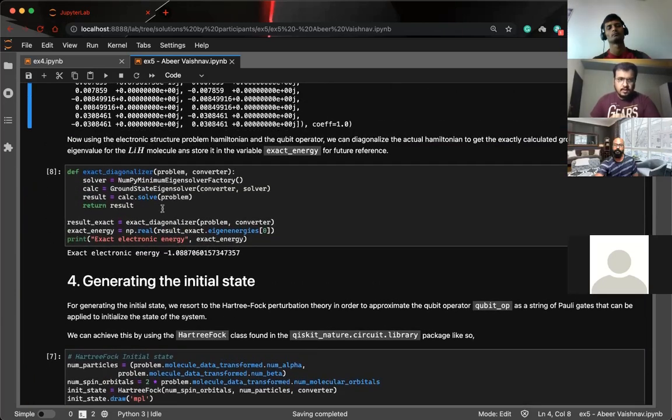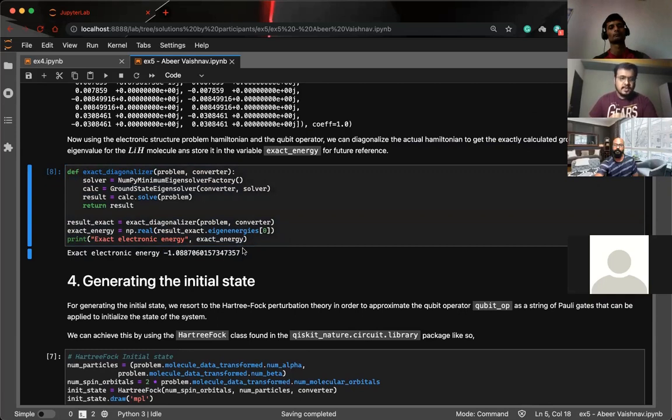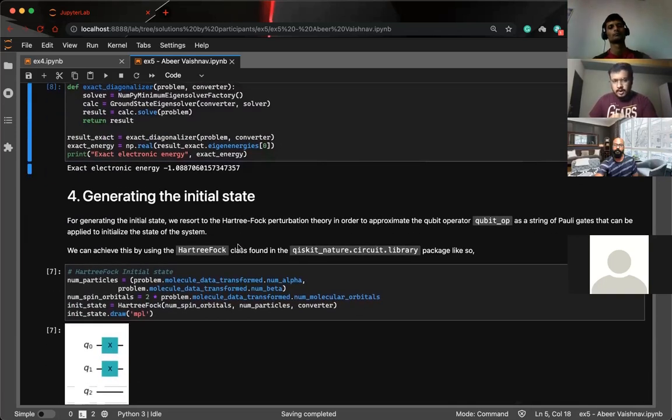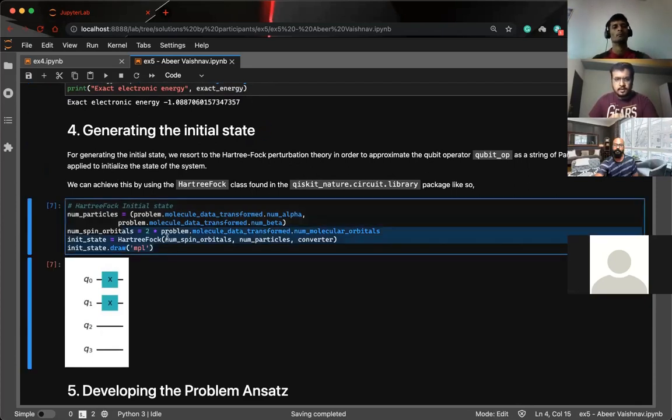And then finally, first we calculate the exact energy. That means we have got the Hamiltonian now, so we diagonalize this Hamiltonian and we get the exact energy that diagonalizing the Hamiltonian should give us. According to the electronic structure of LiH, this is the energy that we should get, and we use this as an estimate to work ahead on the problem. First we generate the initial state using the Hartree-Fock method, and this is an approximation.